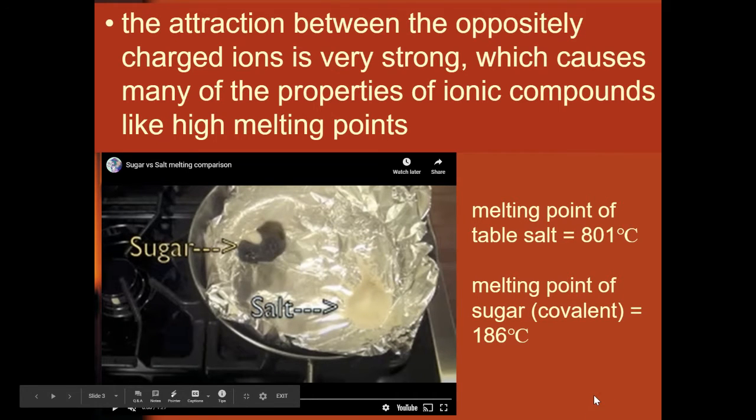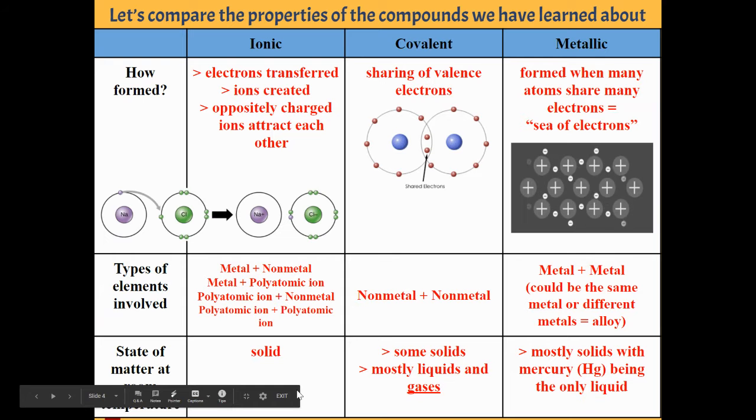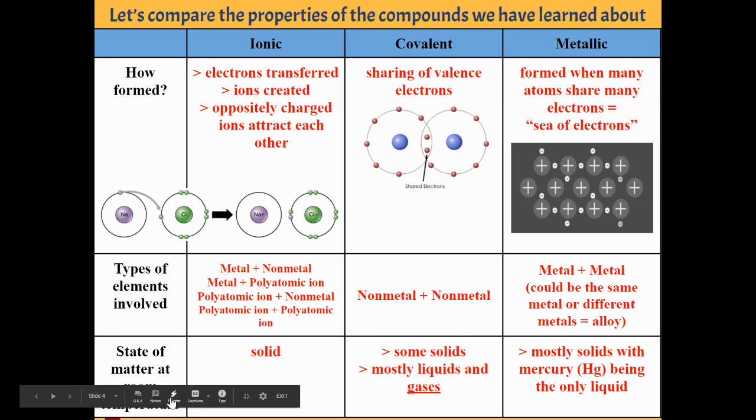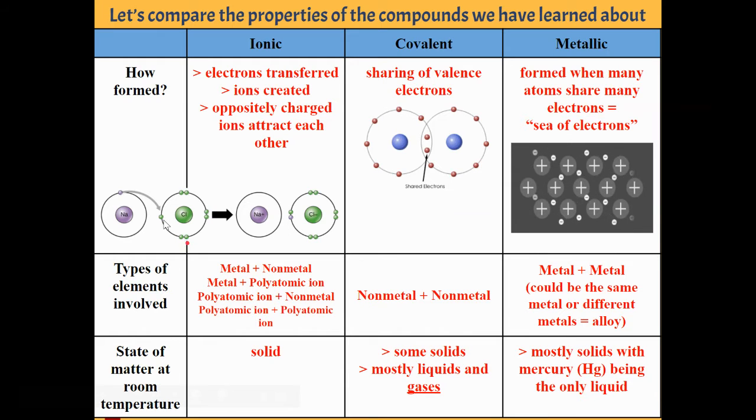If we think about some of our other properties, we can compare from one type of compound to the next. We have our ionic compounds, our covalent, and metallic. And remember, in our last unit, we talked about covalent and metallic. Let's think first about how they're formed. Ionic compounds are formed by a transfer of electrons. Sodium has its one valence electron and will transfer it to chlorine, so that sodium becomes a +1 ion and chlorine becomes a -1 ion. So those electrons are transferred, the ions are created, and the oppositely charged ions attract each other.